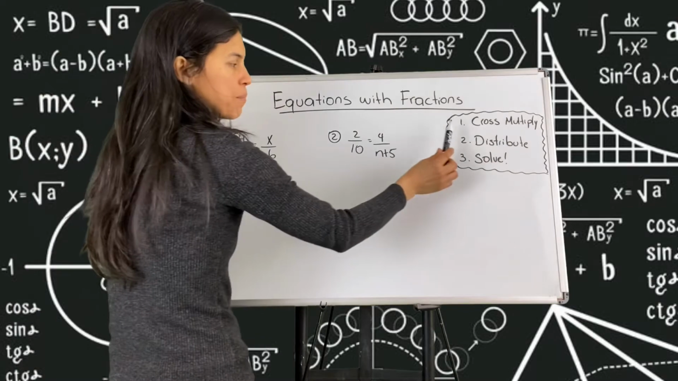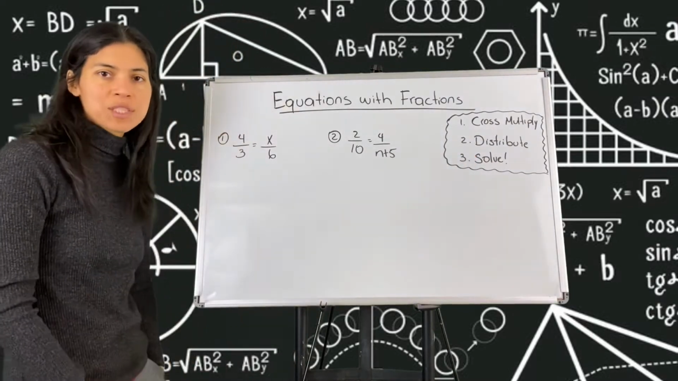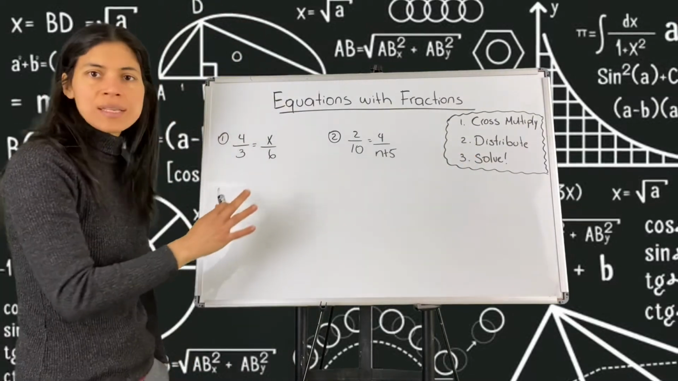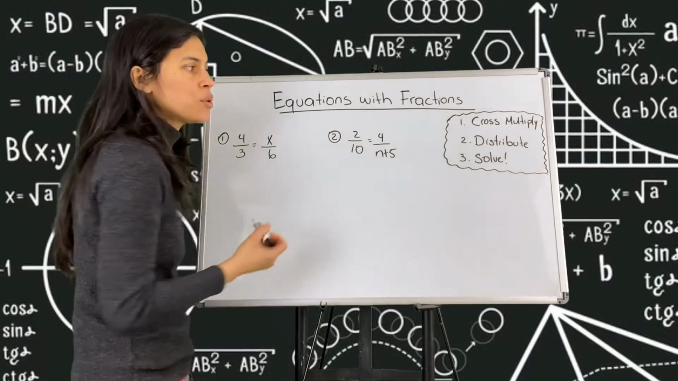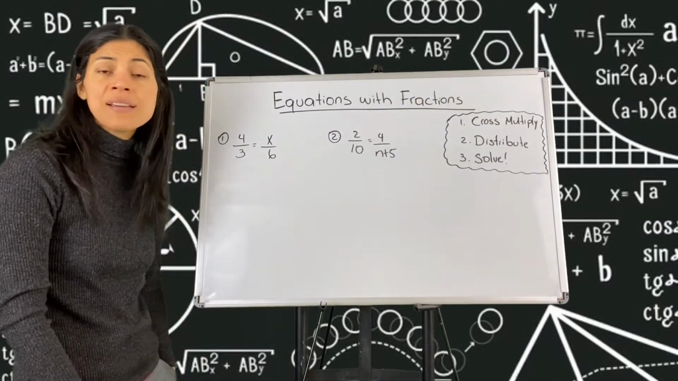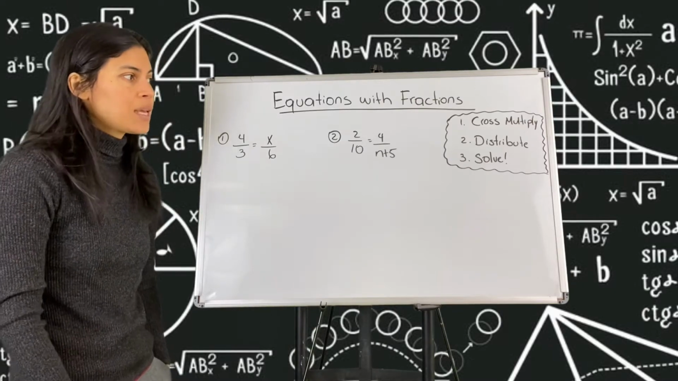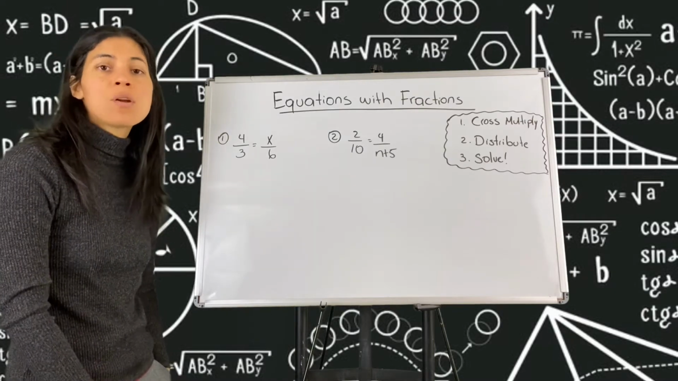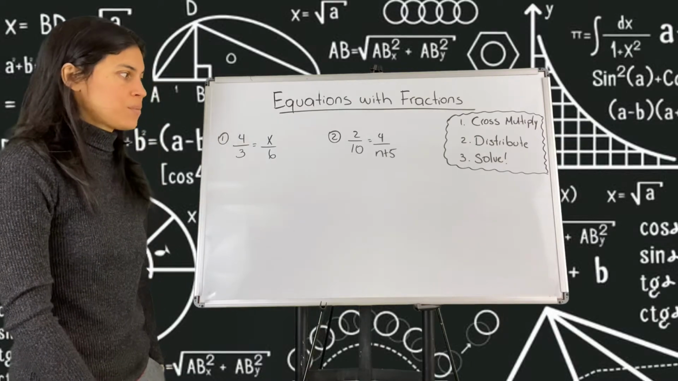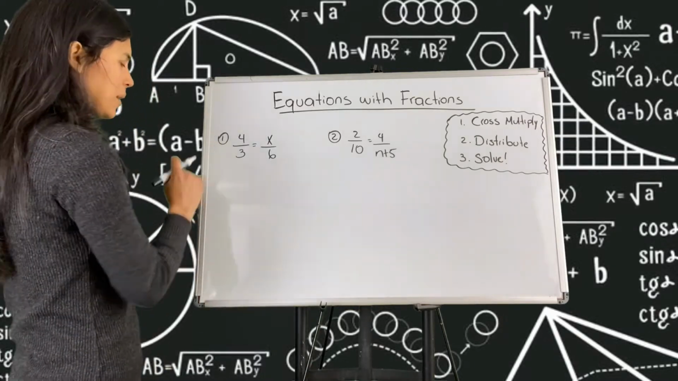The first step, you should write there, we should cross multiply. We will do an example. The step number 2, you distribute, if necessary. Not all the fractions you need to distribute, but some you do. And number 3, we just solve following the order of operations. So let's start with number 1.